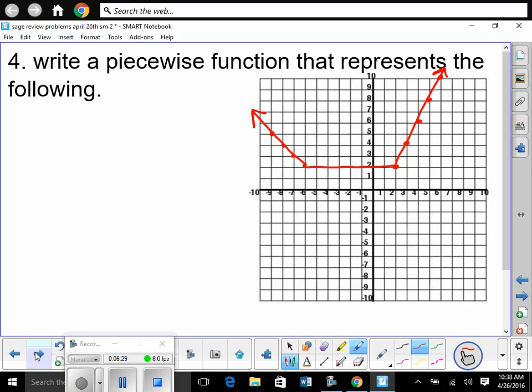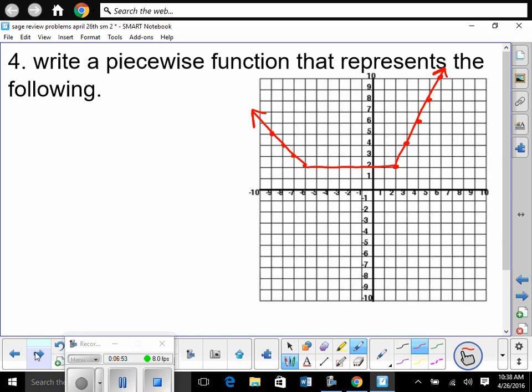0% of you got this one right. Literally, 0% of you. And it's one of the easier ones. So let's go through it. Write a piecewise function that represents the following. A piecewise function is one function that contains multiple pieces of different functions, right? Everybody? Let's look. Isn't this a piece of the function?